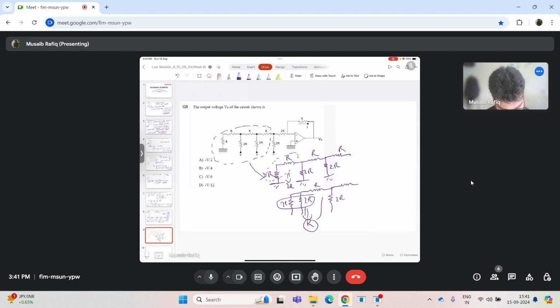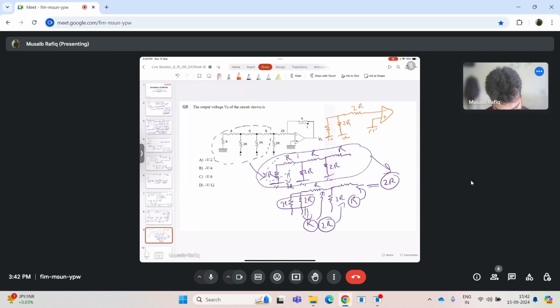Then this R is in series with this R, so it will give us 2R. Then this 2R is in parallel with this, it will give us R, and this R is in series with this, so ultimately we'll have 2R. So this entire thing is nothing but 2R, right? So my circuit would look like 2R, 2R, 2R.